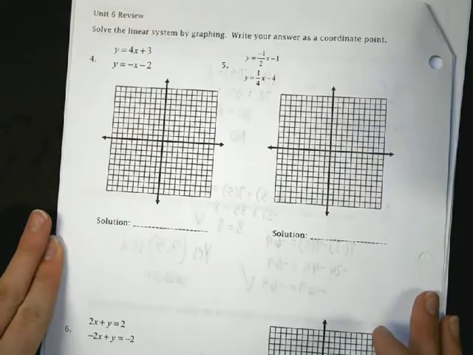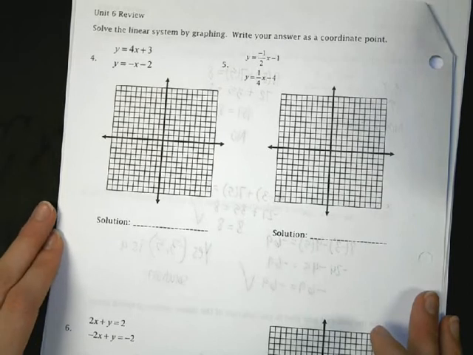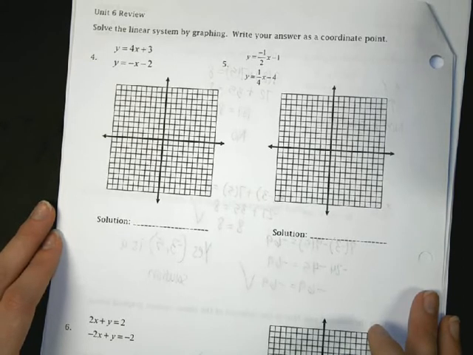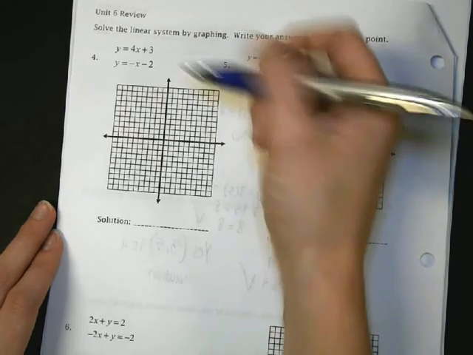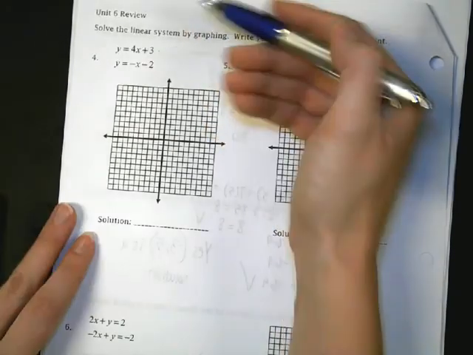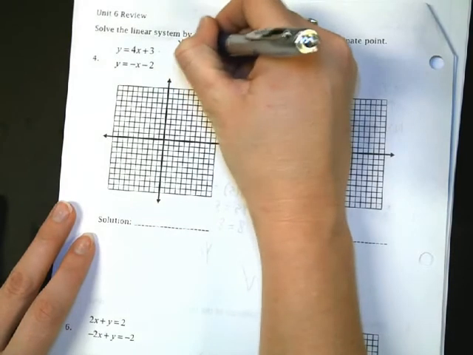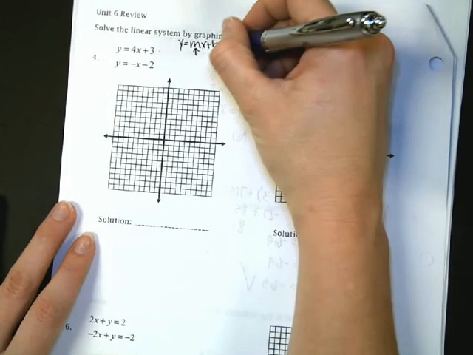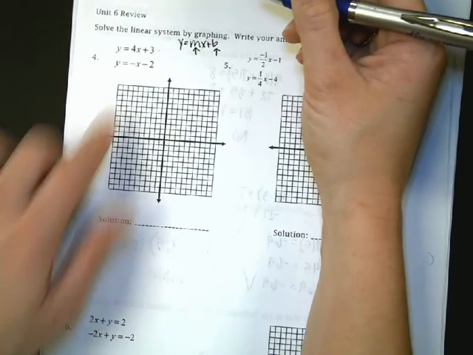The next section is graphing two lines, and you have to tell whether or not there's a solution. We know the solution is going to be wherever they cross, and then we're going to write our solution in coordinate point. My first step is to always make sure that my lines are in the form of y equals mx plus b, where m is your slope and b is your y-intercept. So I'm going to start with my first line here.